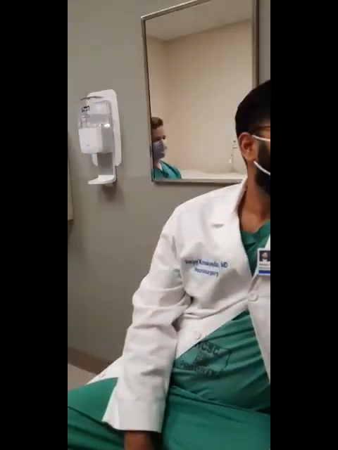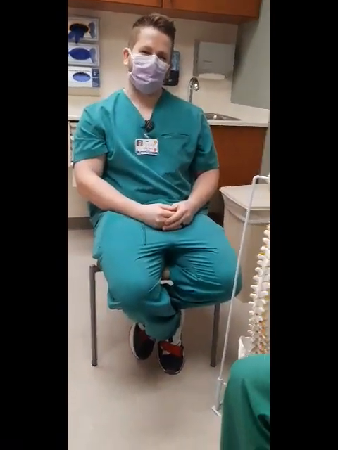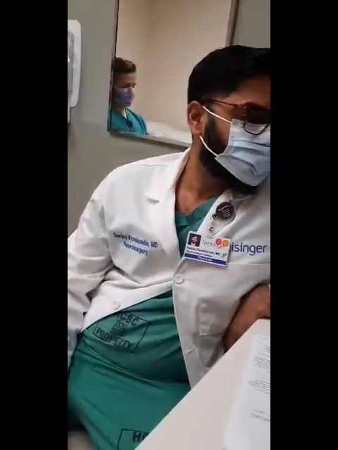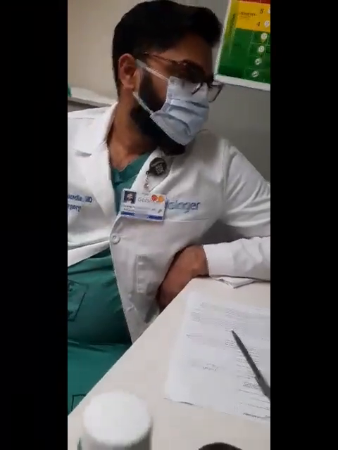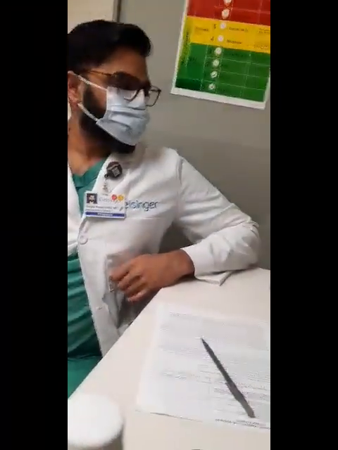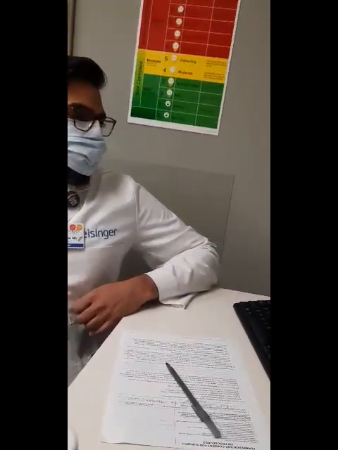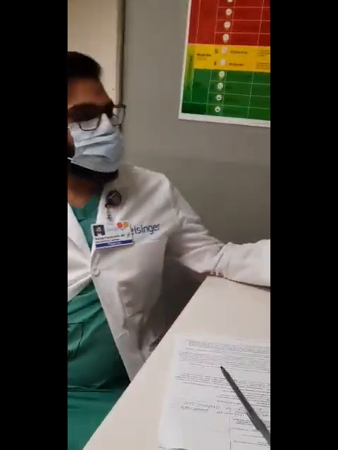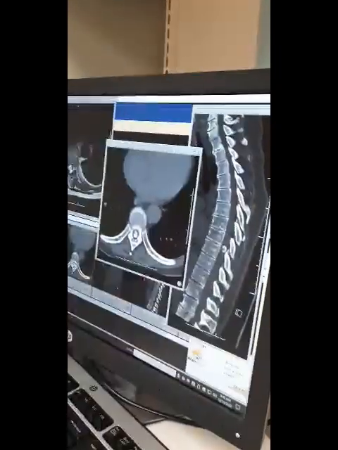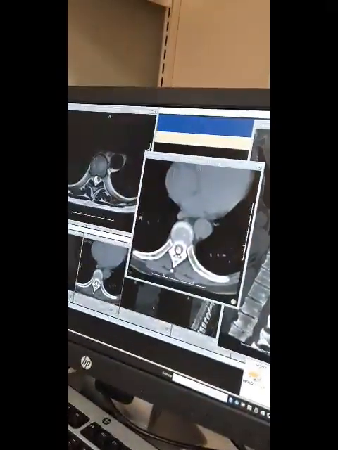Now here we are with my neurosurgeon, Dr. Sanjay Konakondla, and his physician's assistant, Derek Rockwell. They're just going to explain a little bit why I'm here today at the Geisinger Neurosurgery Department, Neuroscience Department. Okay, so what we have here on the computer is a mass around the spinal cord, okay?